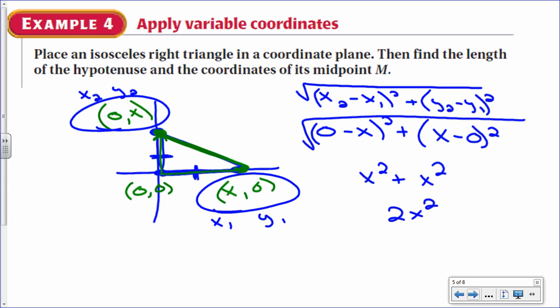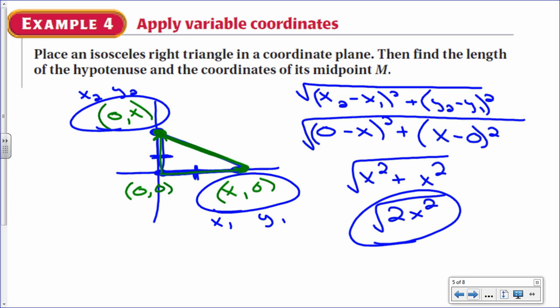Okay. Now the midpoint. Oh, I did have to put square root around it, guys. There we go. Square root. There we go. Yep, there it is. I just forgot to bring that down.